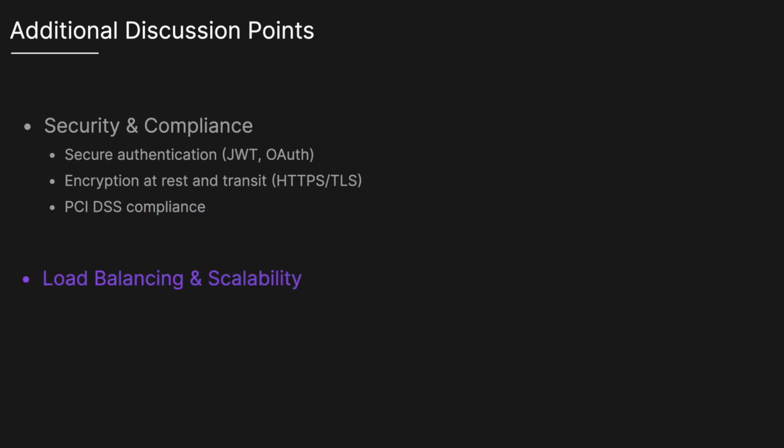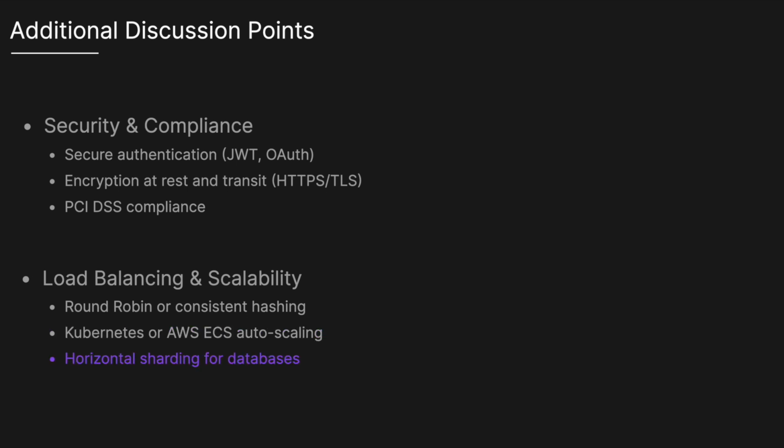You could also discuss load balancing and scalability. So you could discuss things like round robin or consistent hashing. As well as that, you could discuss maybe the use of Kubernetes or AWS ECS autoscaling if you wanted to dive deeper into the tech being used. And so this could dynamically adjust resource allocation based on demand, ensuring optimal performance and cost efficiency during traffic fluctuations. And then you could also discuss horizontal sharding for databases. So distributing database data horizontally across multiple servers to scale capacity and performance, and this will reduce latency and handle large volumes of data efficiently.